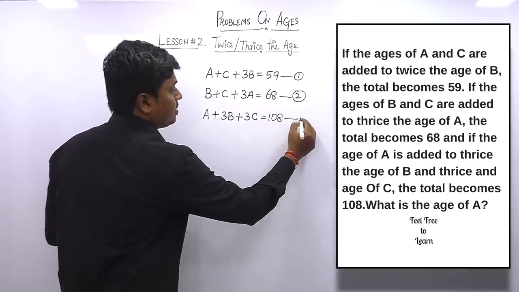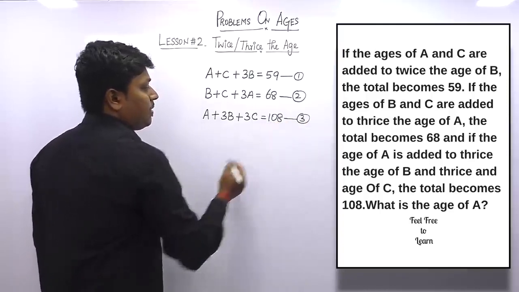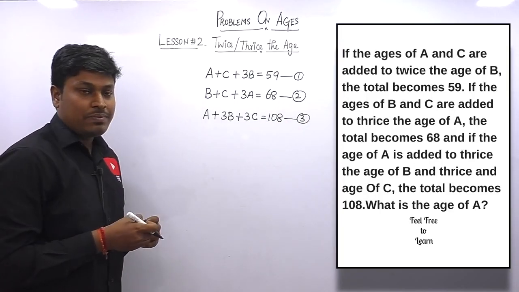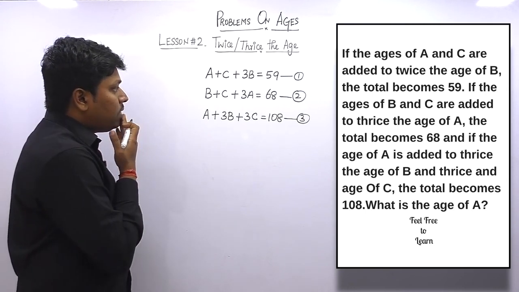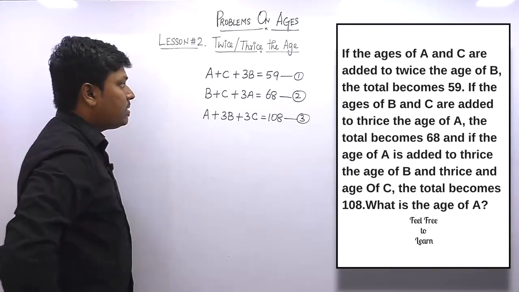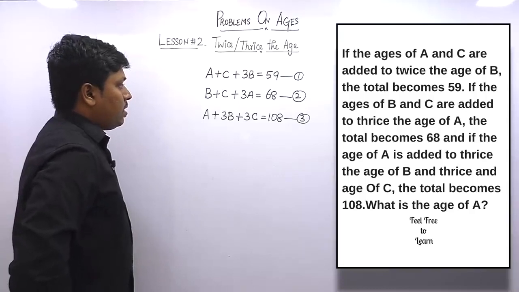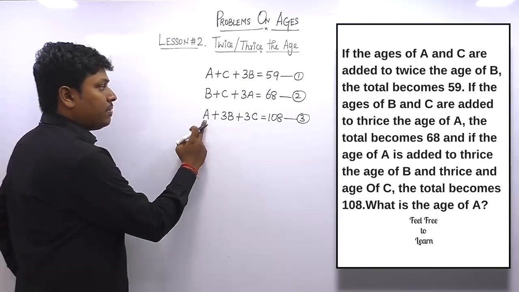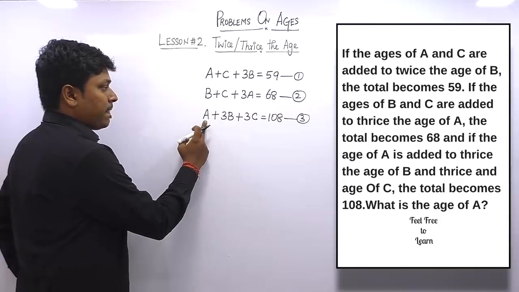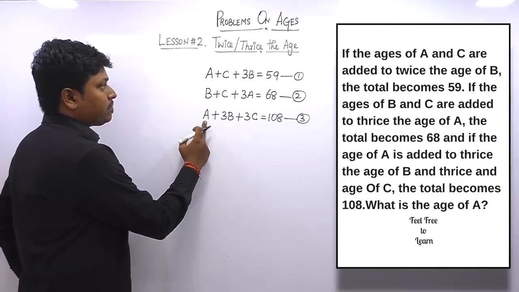So by using these 3 equations, what is our target? Our target is to find the age of A. How do we need to solve these equations? 3 equations are given. So our target is to find the value of A, A's age. So let me do one thing.